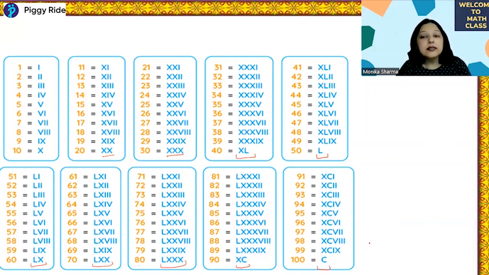So you can write numbers with the help of Roman numerals, but with the help of all the rules. So keep practicing Roman numbers and keep doing questions related to Roman numbers.